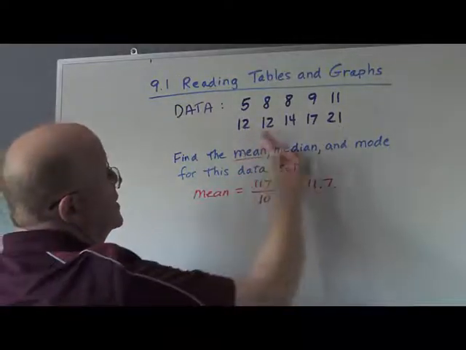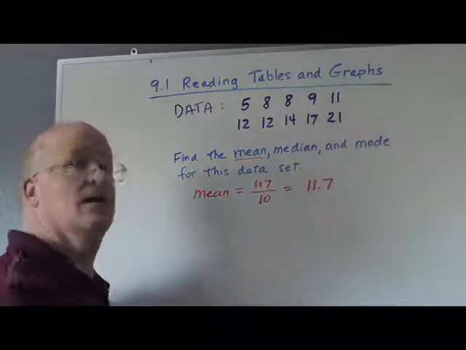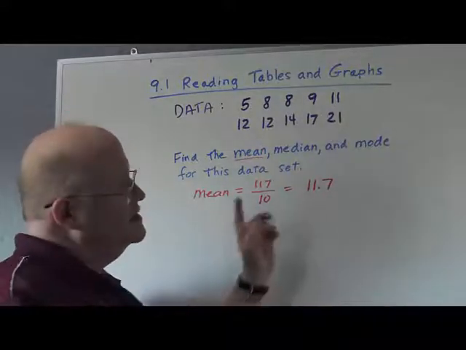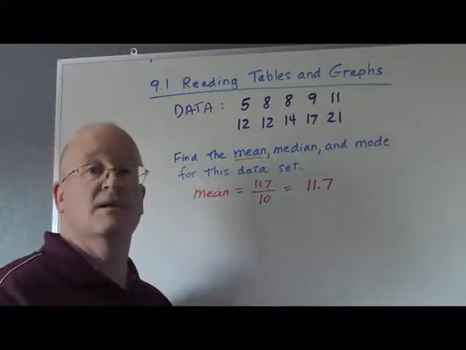So our mean value is 11.7. And does that look like it's kind of in the middle of this data set? Yes, it does. Now let's skip the median for a second and go on to the mode.